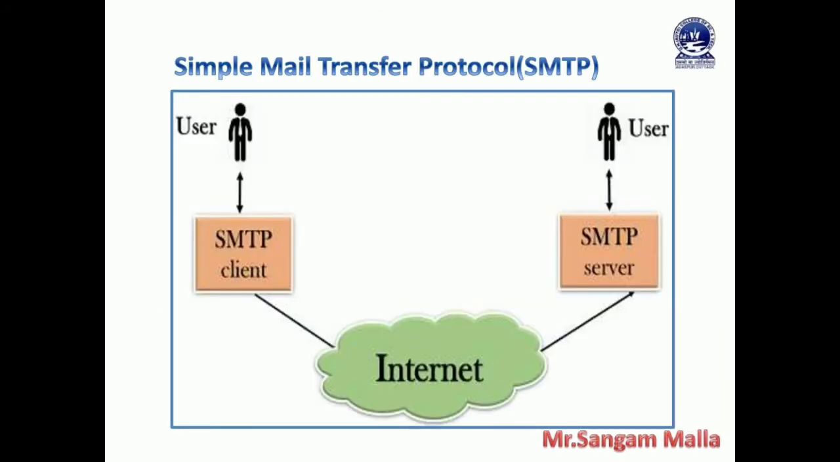Now you can see the image here that denotes SMTP, the Simple Mail Transfer Protocol. You can see two users at different locations. One user is acting as a client and another user acts as a server. The users are not directly connected to the internet; they are connected through the SMTP client and SMTP server.